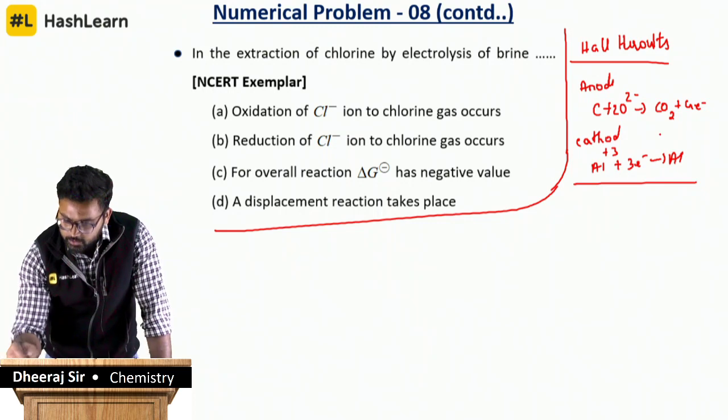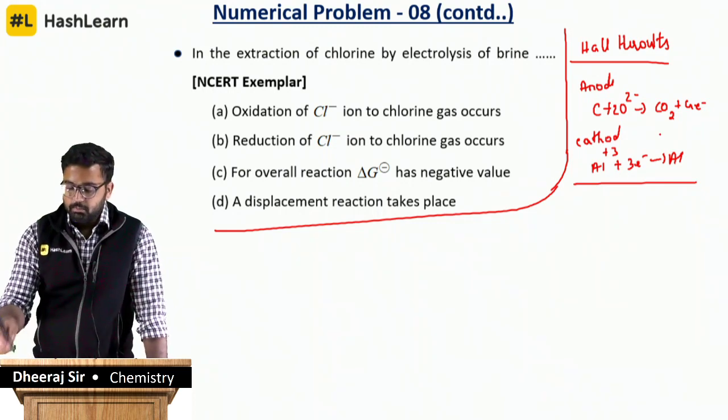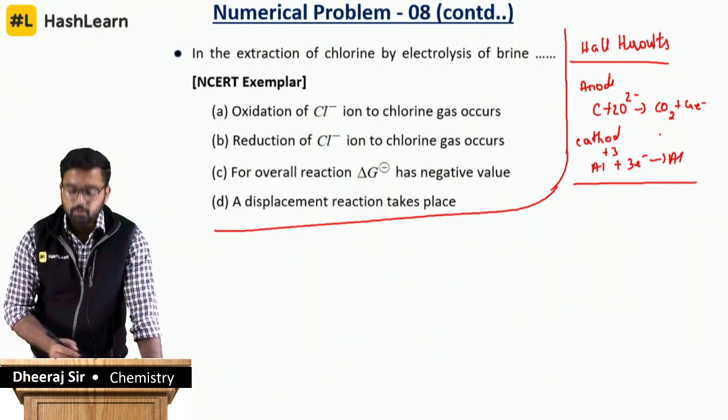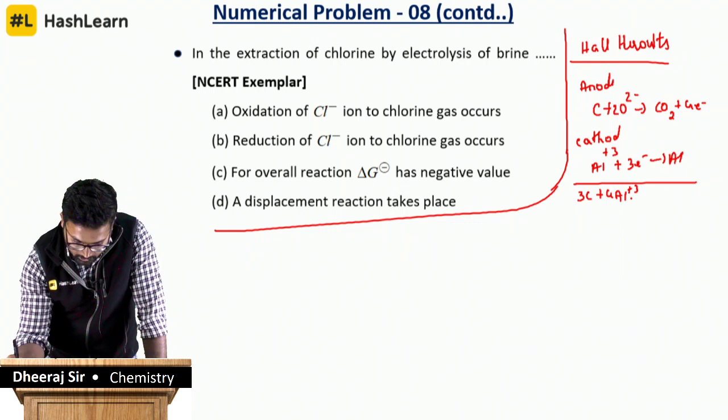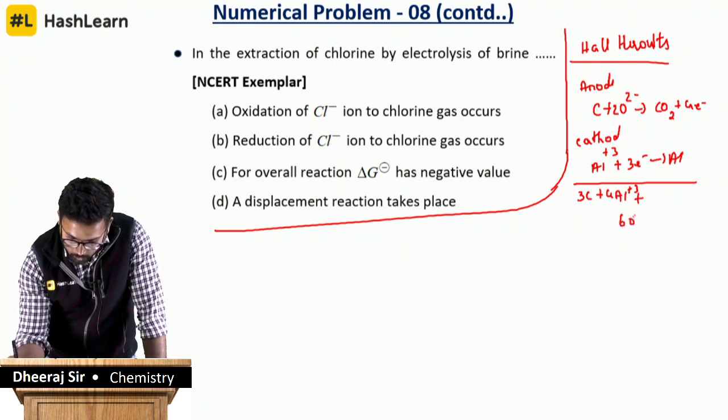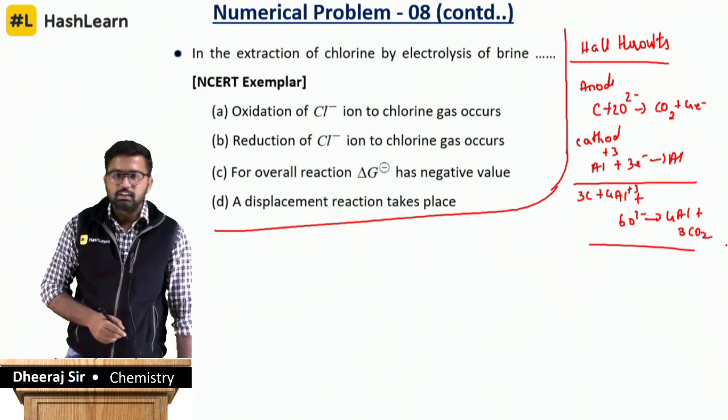I can balance the reaction. I did that in the previous slide by multiplying by 4 and 3 by the respective number of electrons, and the overall reaction goes up to 3C plus 4 Al 3 plus 6 O2 minus, giving us 4 Al plus 3 moles of carbon dioxide. This is Hall-Heroult's process, guys.